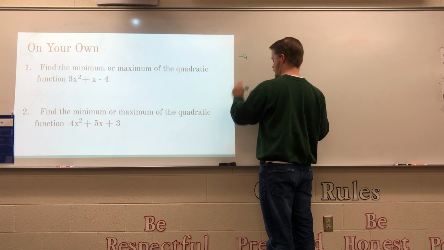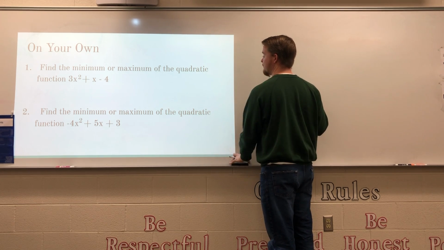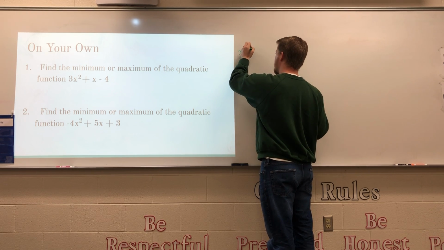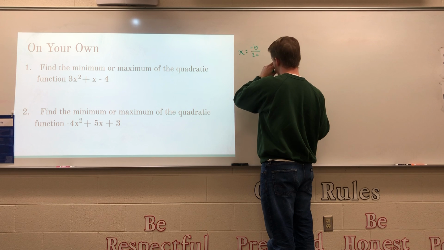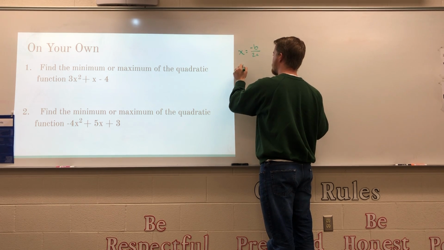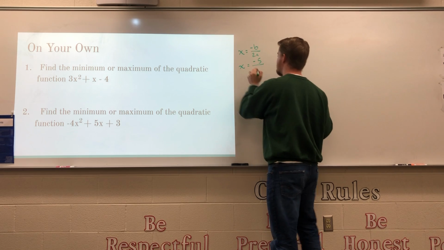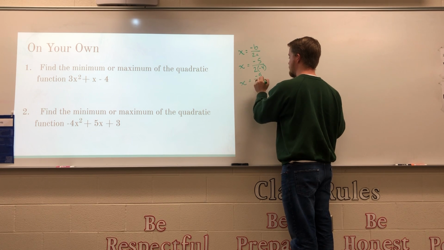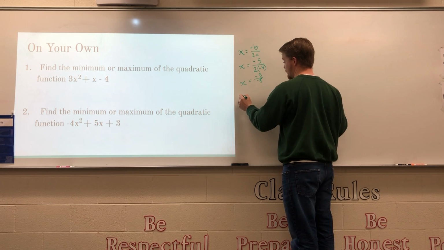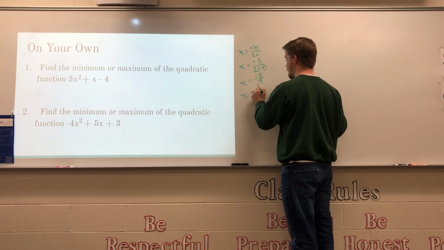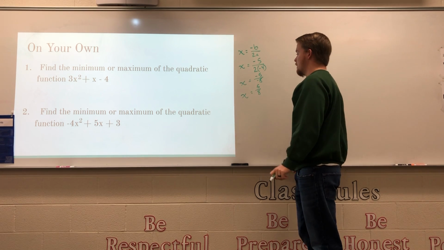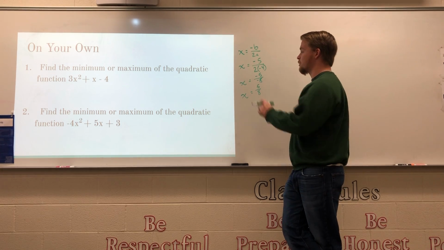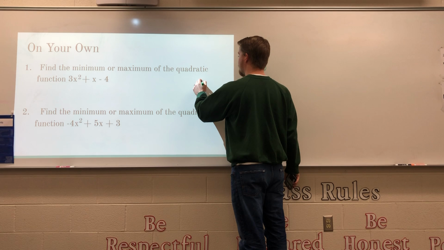Negative 4x squared plus 5x plus 3. So we start with the x by using negative b over 2a. My b is 5, so negative 5 on top, over 2 times my a, which is negative 4. That would be negative 5 over negative 8. And then 2 negatives make a positive, so my x value is 5 over 8. Okay, so we've got an x value of 5 over 8. So that's what we're going to plug into the quadratic function.